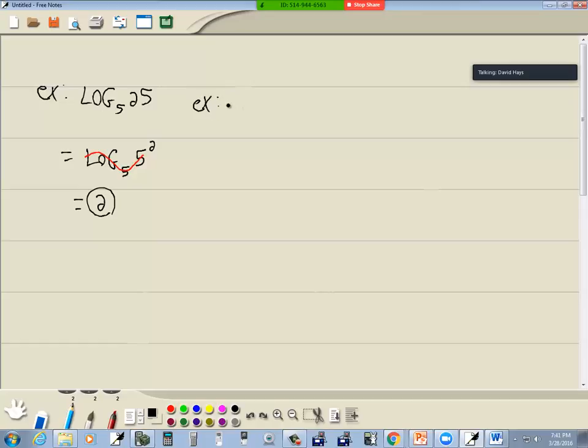Actually, let me show 3 of these. Let's look at this one. Log base 3 of 81. So again, our base is 3. I'm going to try to rewrite the 81 as 3 to a power. And that'd be 3 to the 4th. Again, if you can get these numbers to match, then the log and those numbers are going to cancel. And the exponent drops down out of the power, and that's our answer.